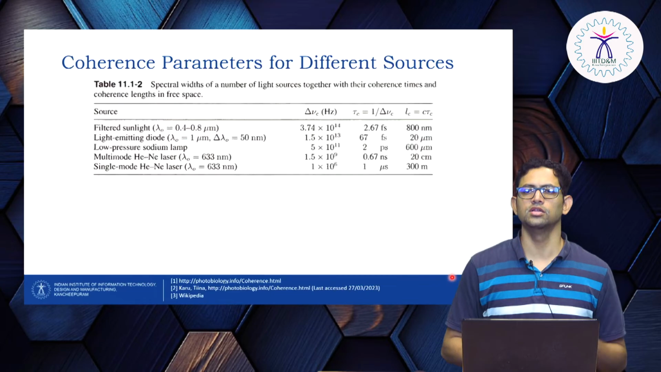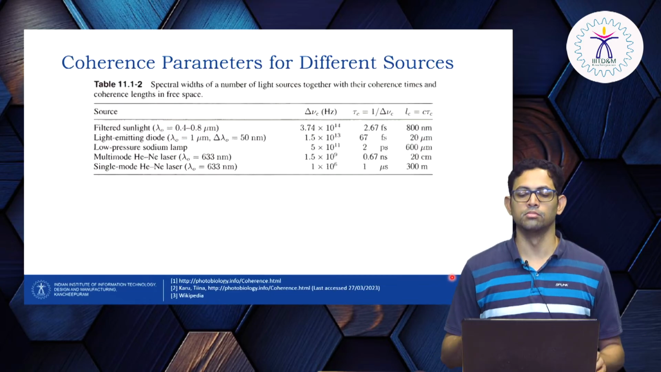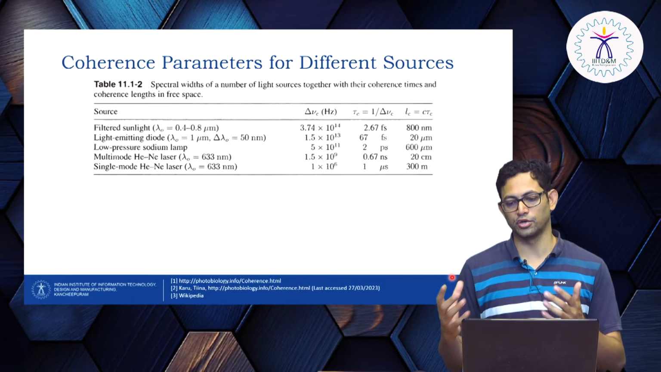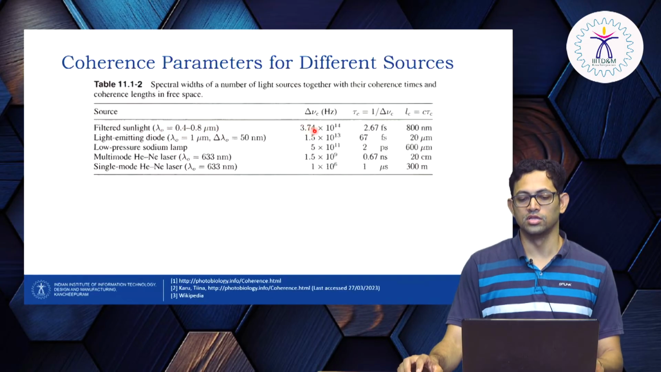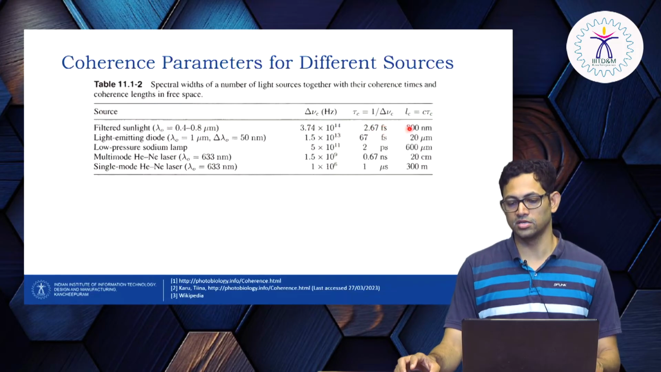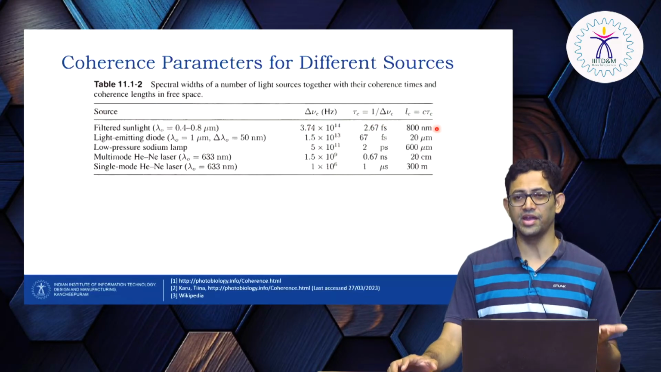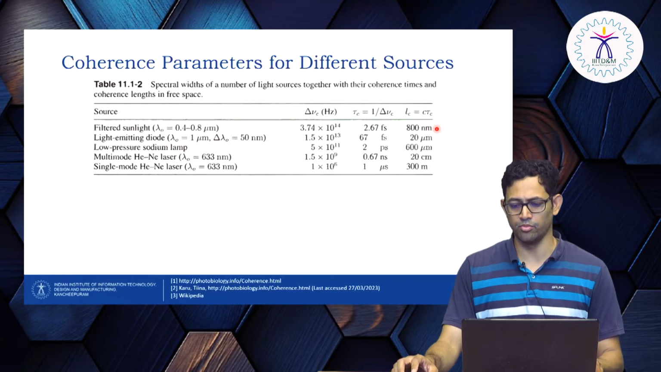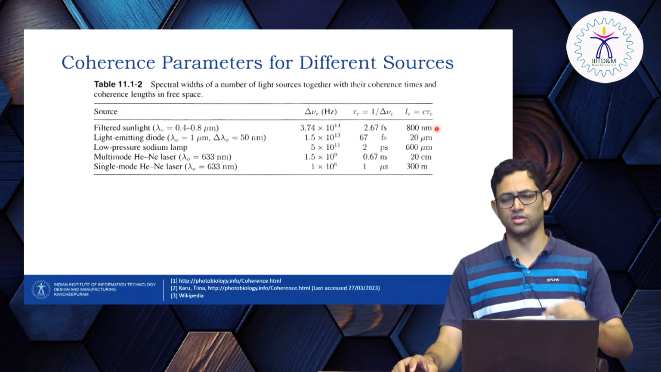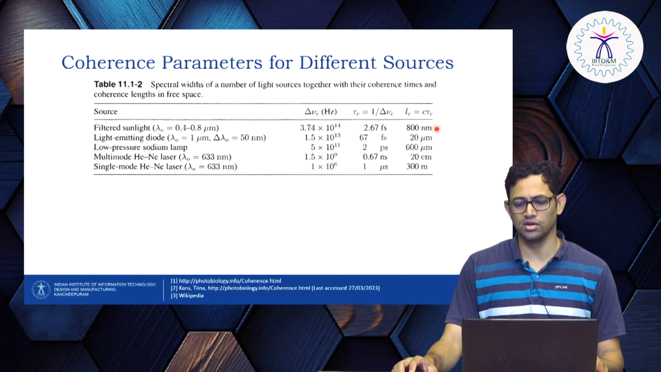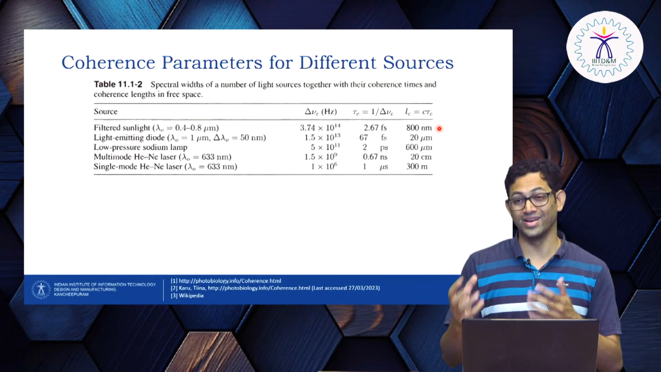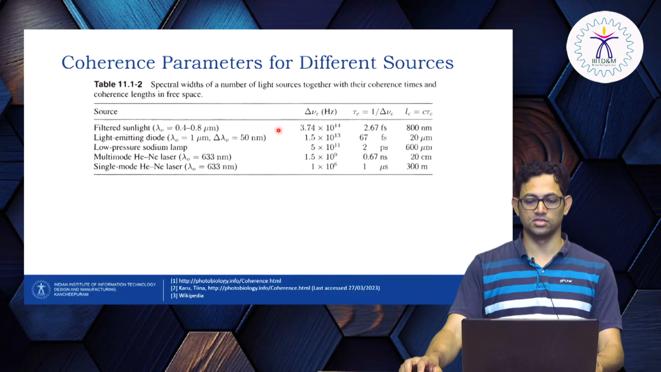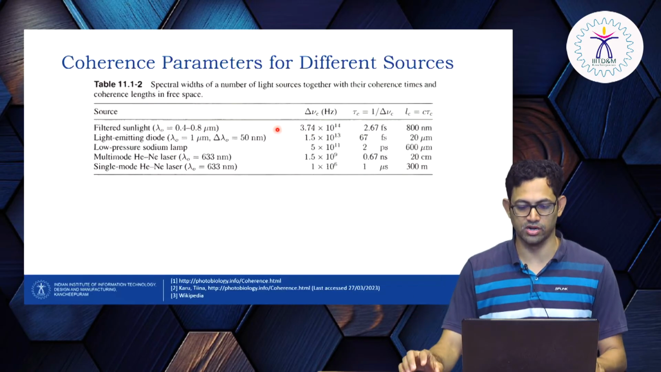Now let us see the different values of your delta nu, coherence time, as well as your coherence length for different light sources. For the filtered sunlight, it's around 3 times 10 power 14. It's again in the order of femtoseconds, and the coherence length is as small as 800 nanometers. Our hair itself is around 60 micrometers. So you can imagine how thin we need to work to get these coherent properties to be sustained after the light propagates through such media.